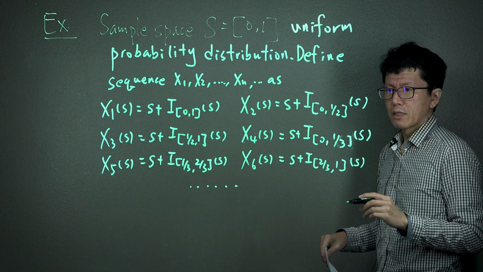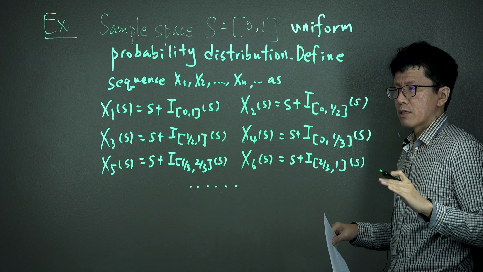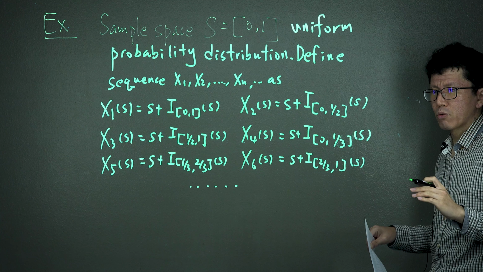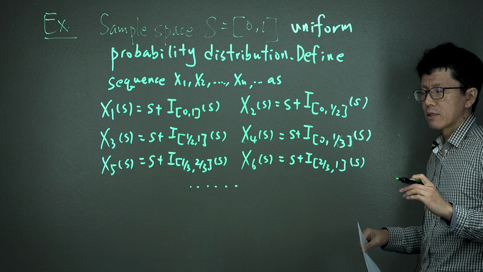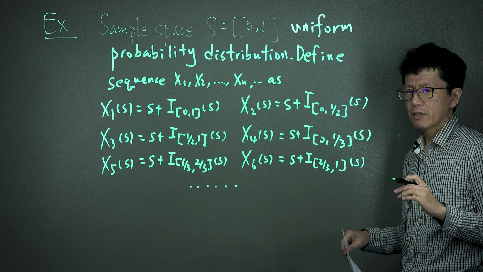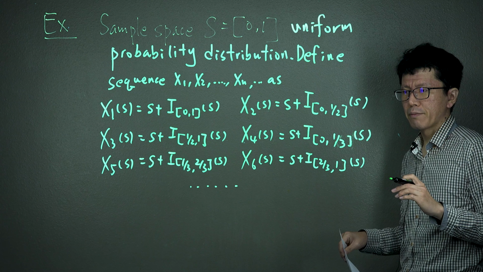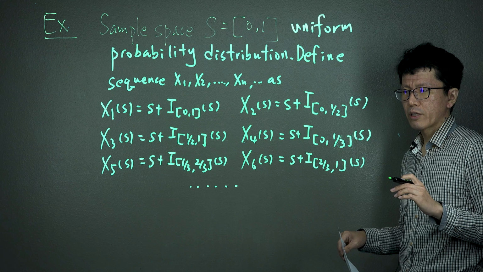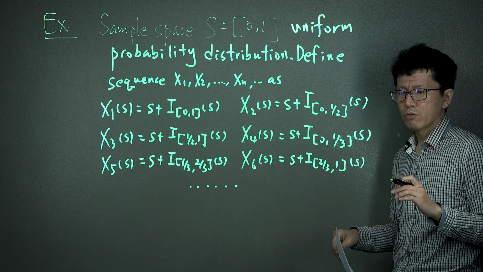X2(s) is s plus, now the interval for the indicator is half of that in X1(s), so it's 0 to 1/2 of s, and X3(s) is s plus the rest of the interval in X2(s), which is 1/2 to 1 of s, and X4(s) is s plus the indicator of 0 to 1/3 of s, and X5(s) is s plus the indicator of 1/3 to 2/3 of s, and then X6(s) is s plus the indicator of 2/3 to 1 of s.